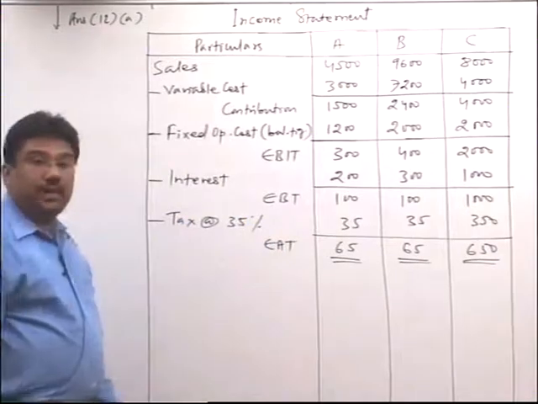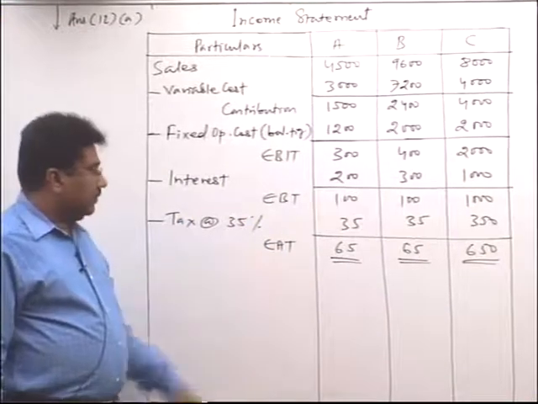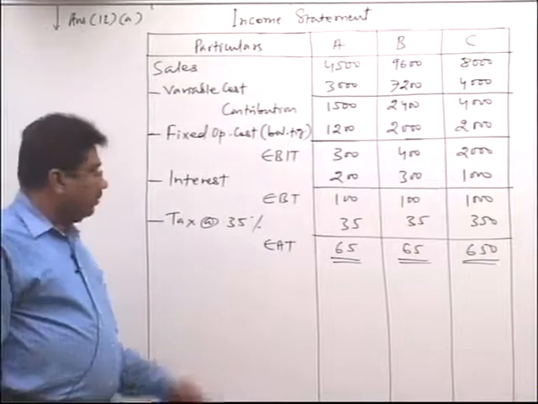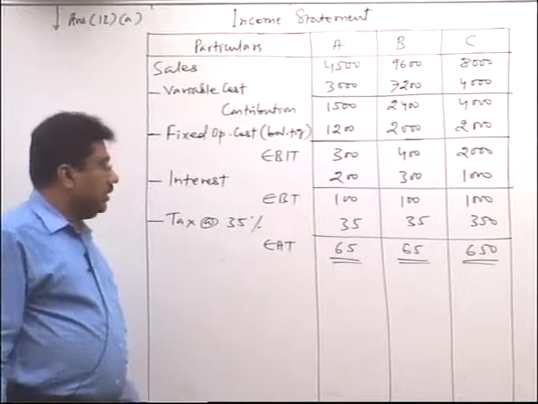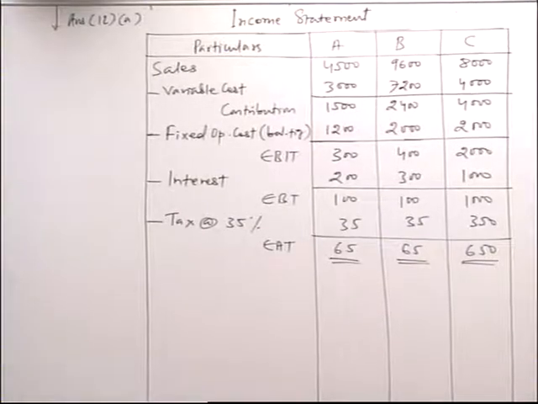So we are preparing the income statement only up to earning after tax. If the number of equity shares would have been given, you could find out even EPS. So here we close the income statement. The EAT, or earning after tax, comes to 65, 65 and 650. So by this we finish answer A of question 12. Students are requested to write it down.